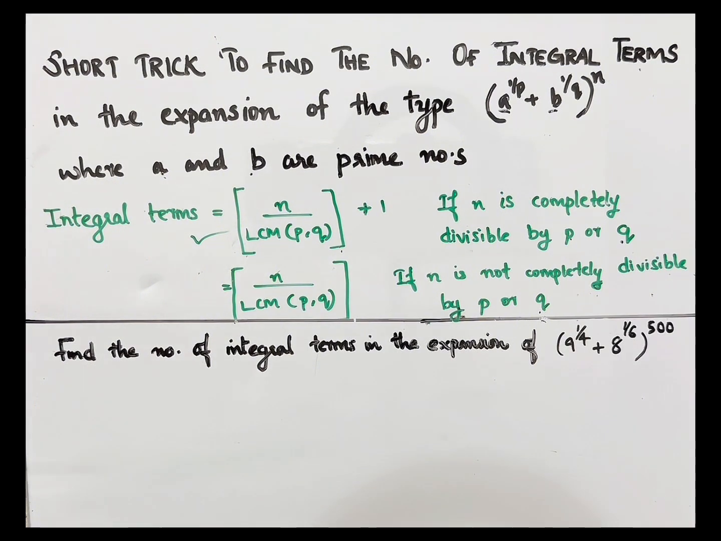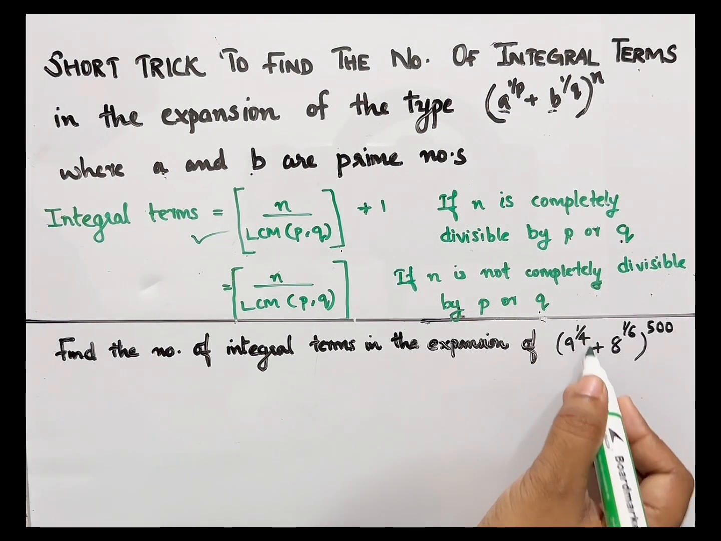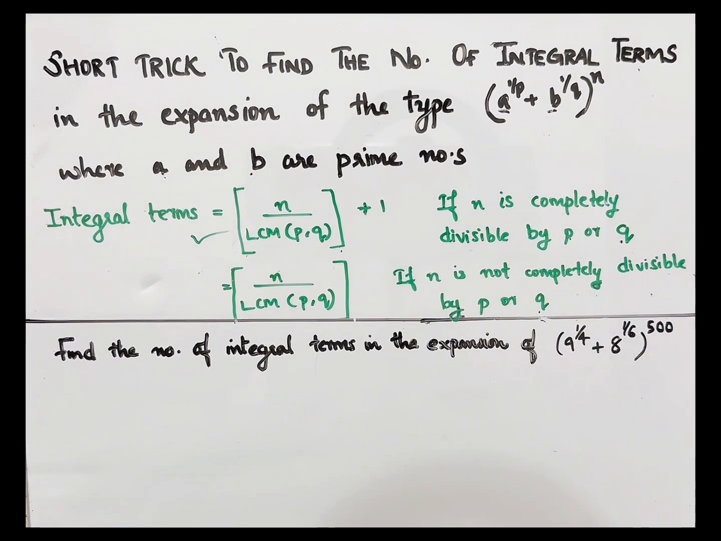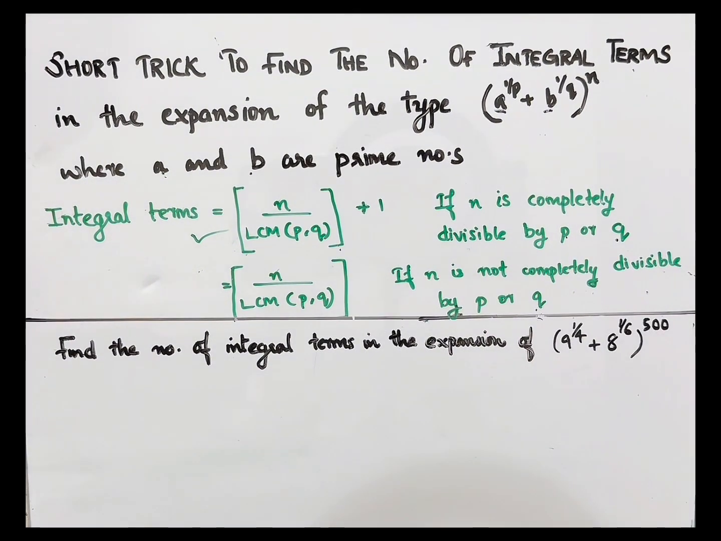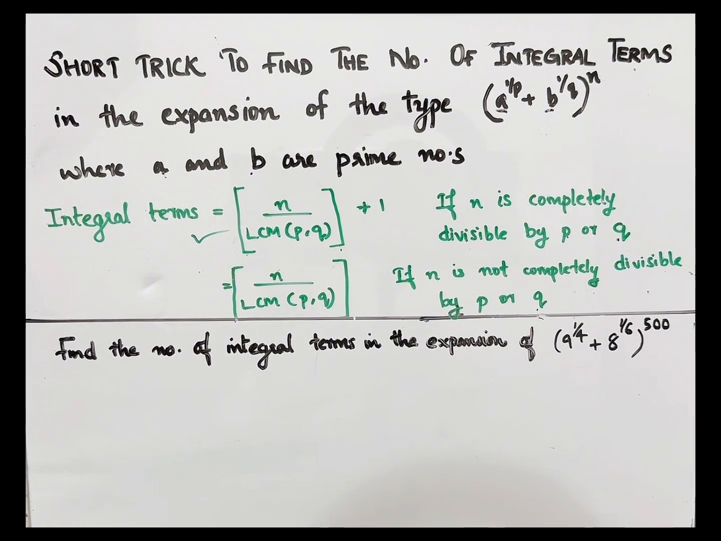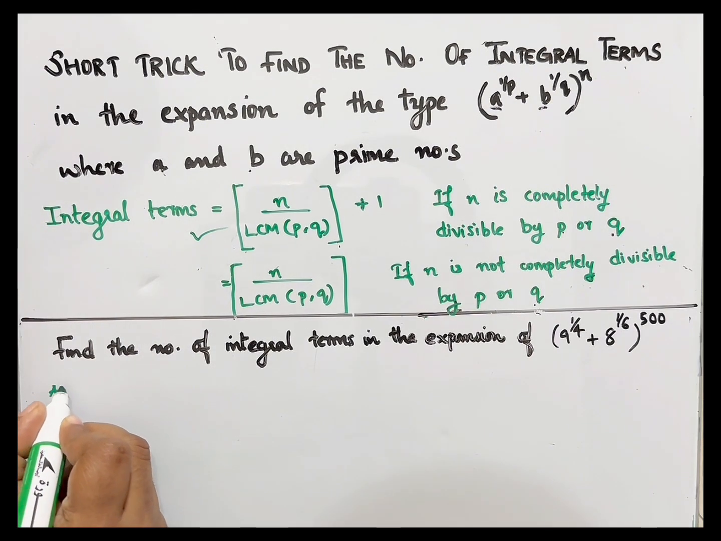Another question: find the number of integral terms in the expansion of (9^(1/4) + 8^(1/6))^500. Here we can see these two numbers, 9 and 8, are not prime numbers. So our first step is to convert these two numbers into prime numbers and apply this formula.